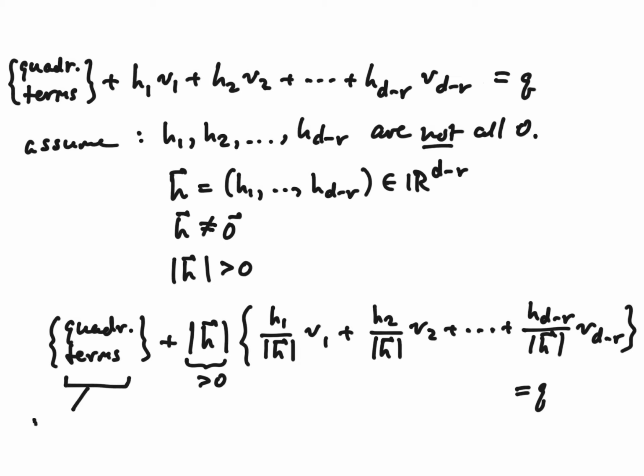These terms had lambda j1 u1 squared, etc. Now those terms are going to become lambda j1 over norm h times u1 squared. But you see the signs of the coefficients are left unaffected by that.